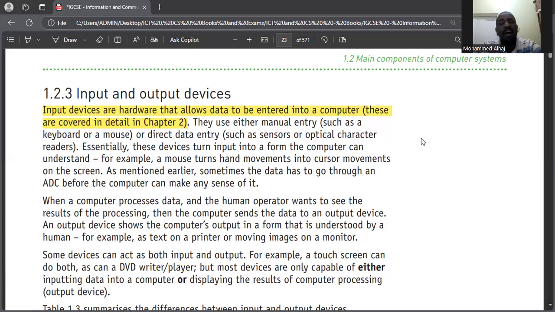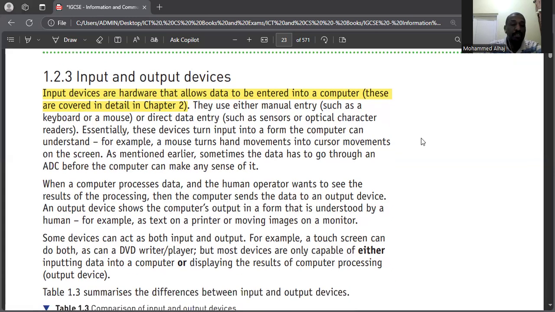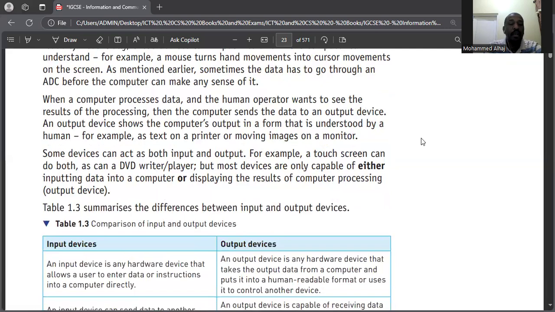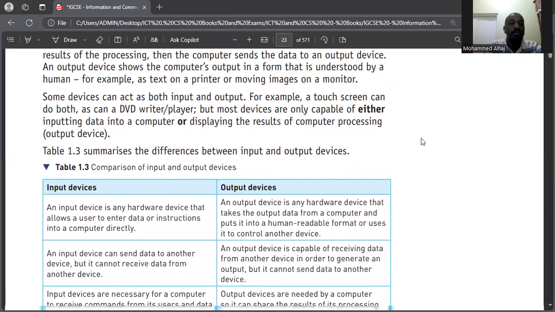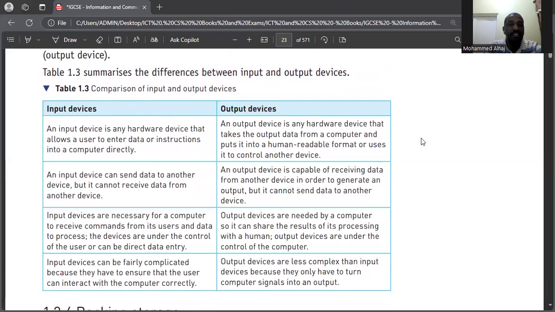Examples of input devices are keyboard, mouse, microphone, webcam, and scanner. Examples of output devices are printer, projector, and monitor. We consider them output devices. As we mentioned, inshallah, we're going to talk about those input and output devices in detail in the second chapter.